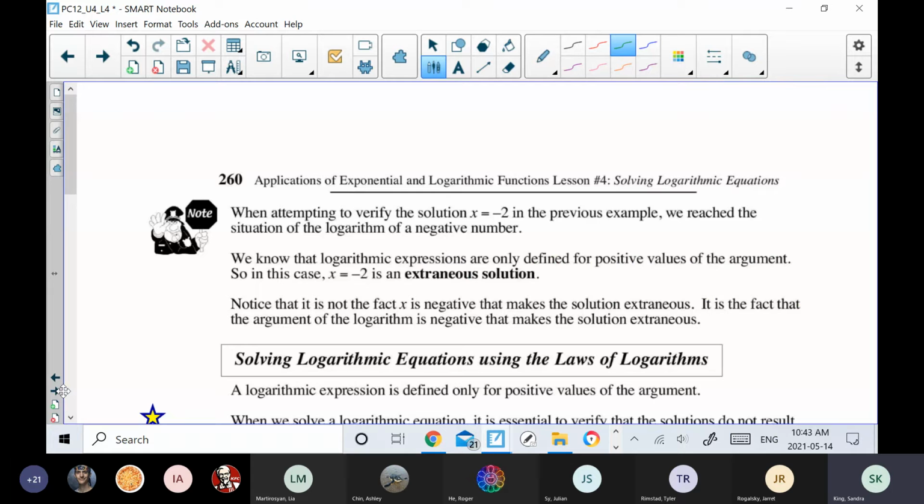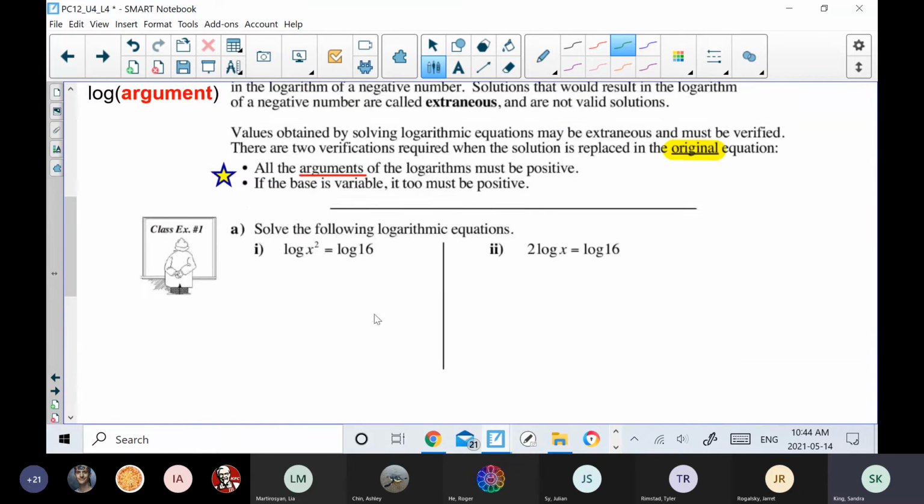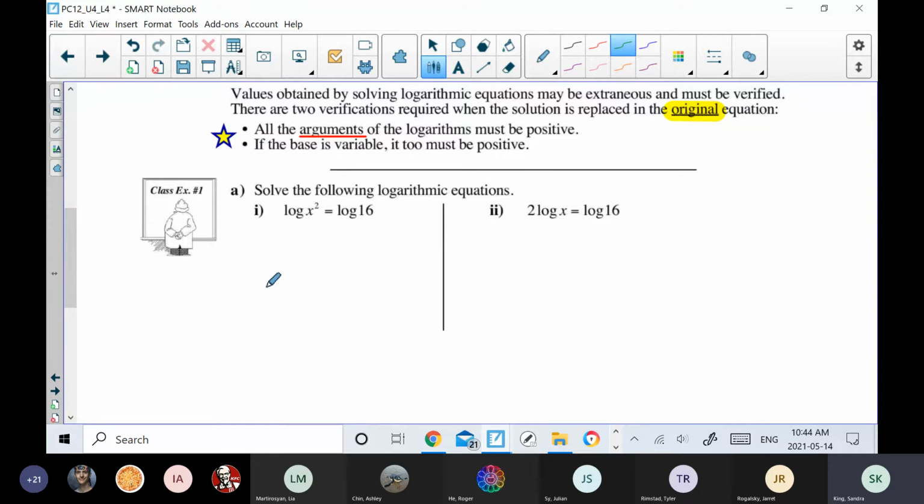Okay, flip your page and let's look at page 260. We're just going to be doing both of these cases, case 1 and case 2. If we go to class example 1 and you look at this, you have a log on both sides of your equation. If you have a log on both sides of your equation, there's no constant by itself. This would be an example of case 1.